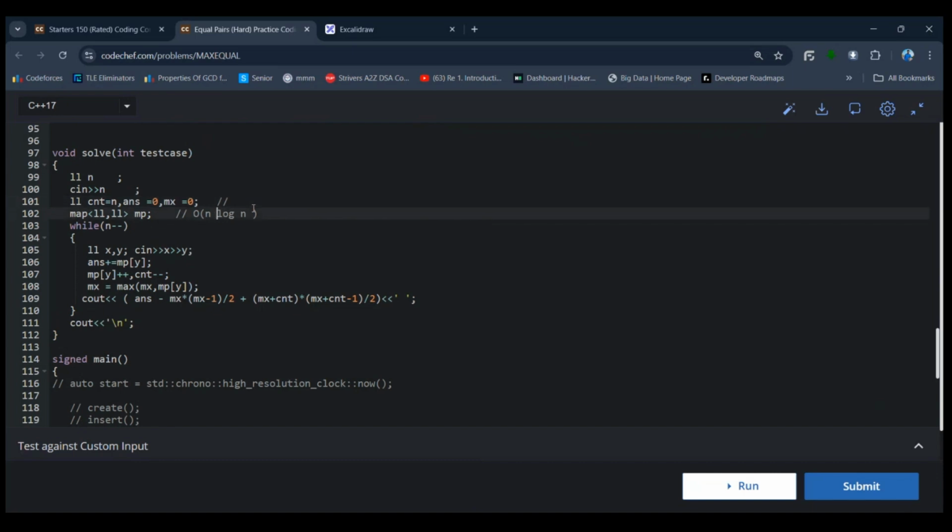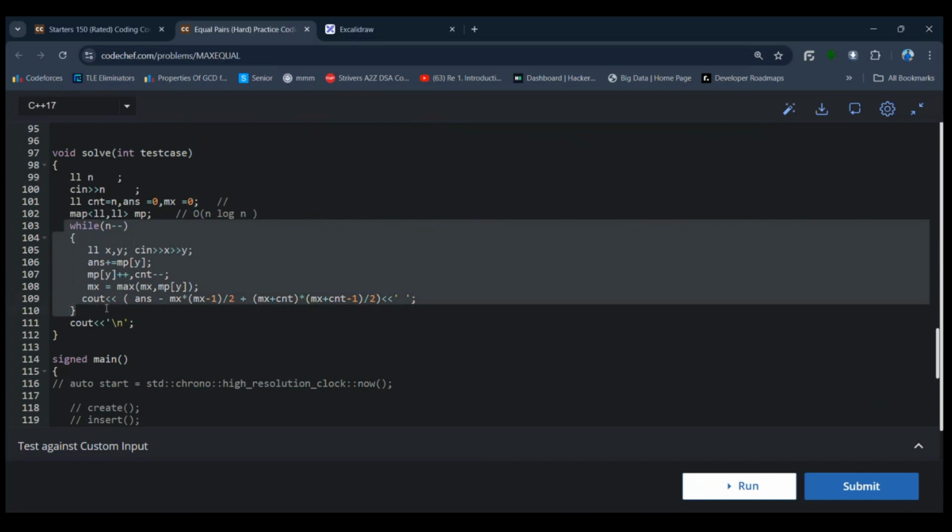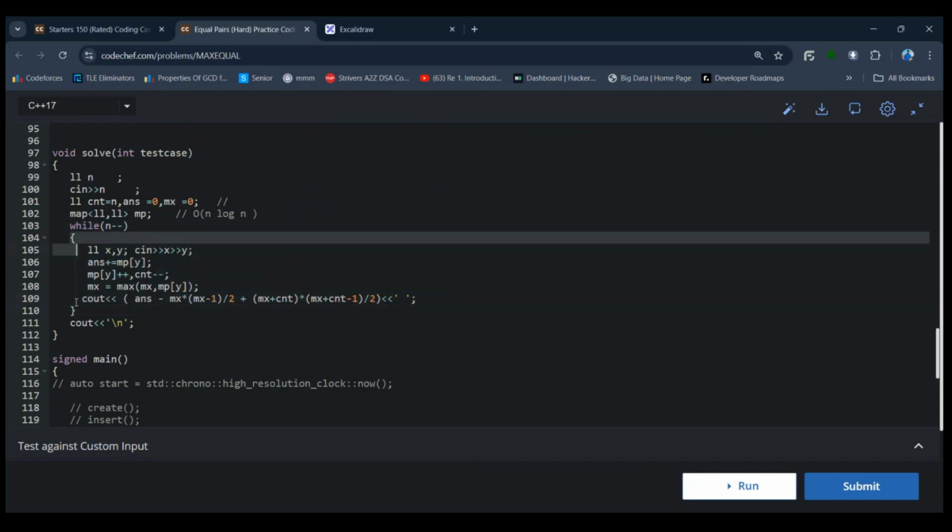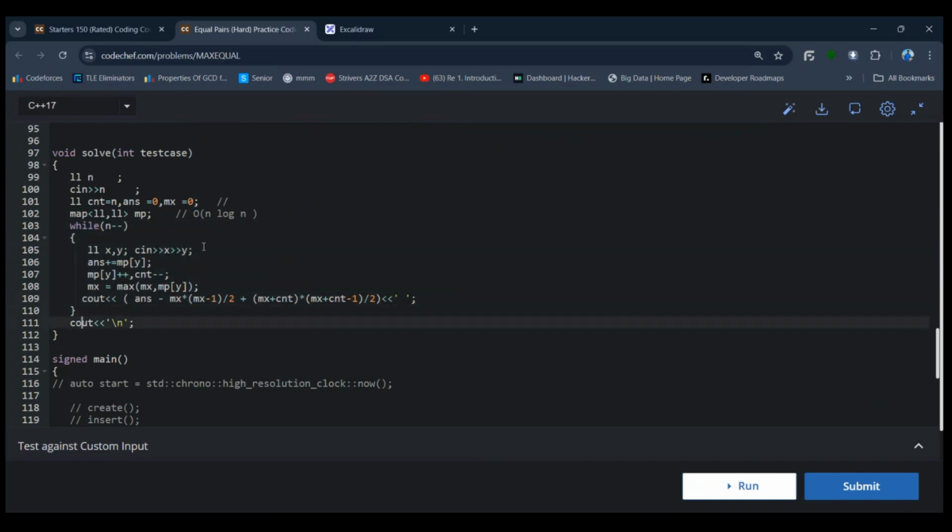So I take my map, which is initially empty. I iterate over the queries n times. Each query takes two values, x and y. x is the index and y is the value. So I have nothing to do with x right here because it doesn't matter. I'm only dealing with frequency. So I will increase my answer with map of y.